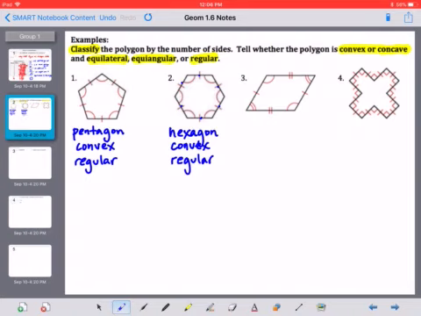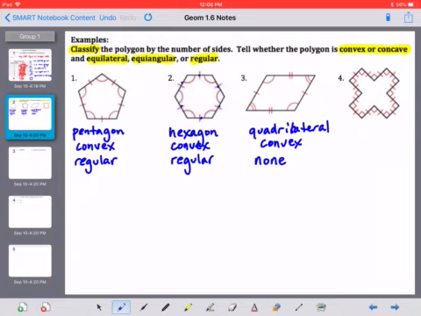All right, number 3. Classified by the number of sides. It's got 1, 2, 3, 4 sides, so that is a quadrilateral. And let's see, convex or concave. Looks like nothing caves in, so it's convex. And all the sides are not the same. All the angles are not the same, so it's neither equilateral or equiangular, so it can't be regular. So it's none of those.